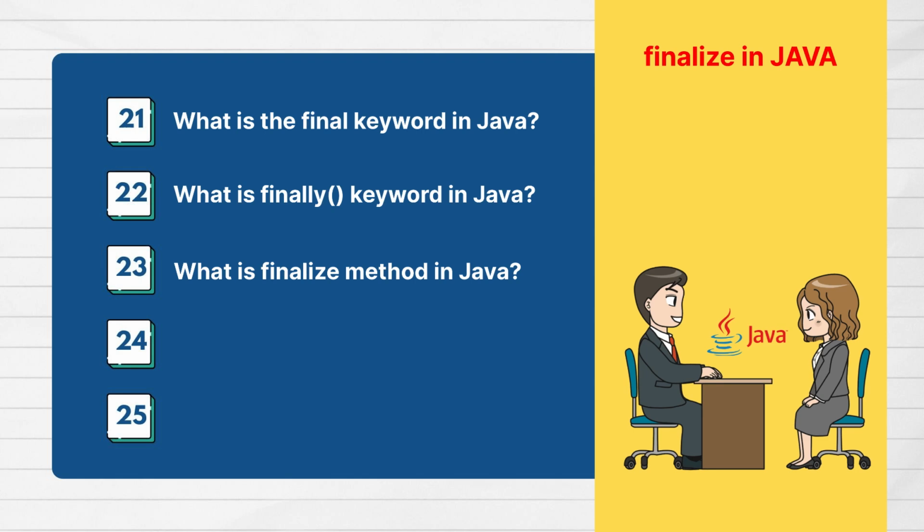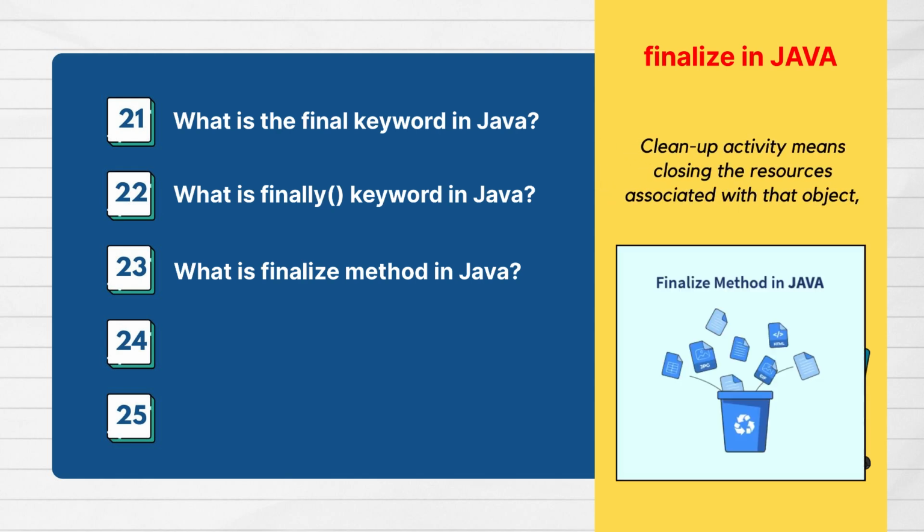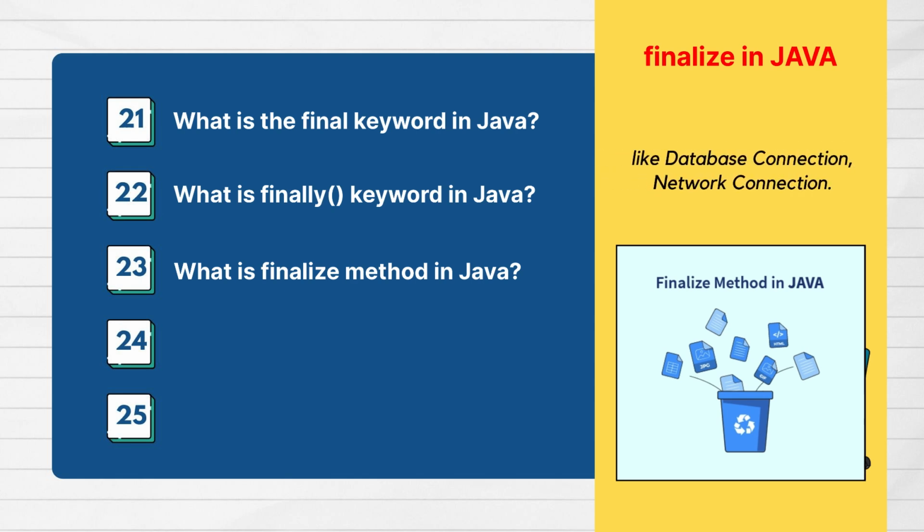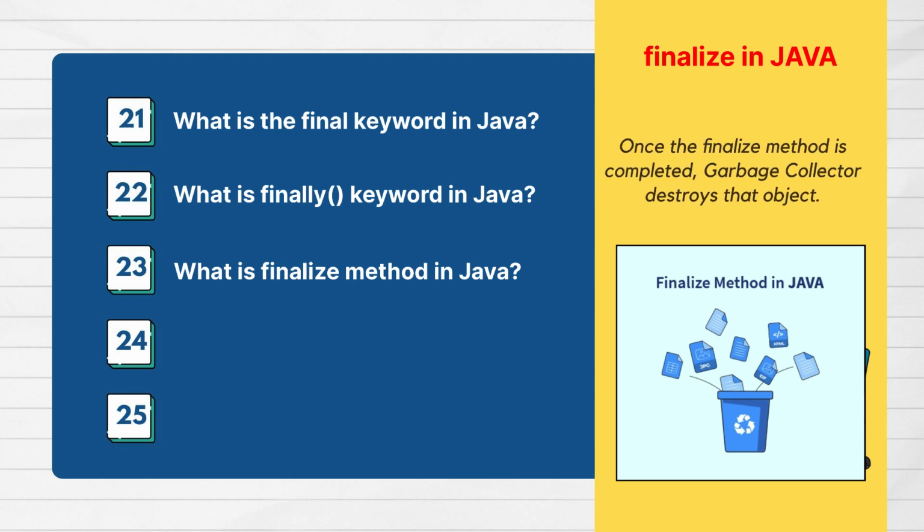What is finalize method in Java? The Java finalize method of the object class is a method that the garbage collector always calls, just before deleting or destroying the object that is eligible for garbage collection, to perform a cleanup activity. Cleanup activity means closing the resources associated with that object, like database connection, network connection. Once the finalize method is completed, garbage collector destroys that object.